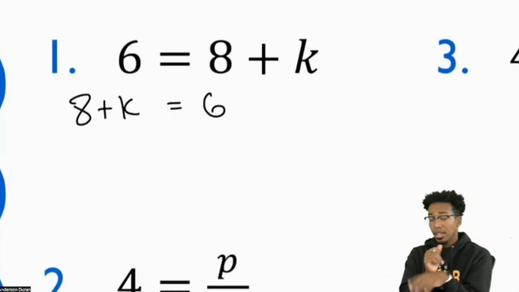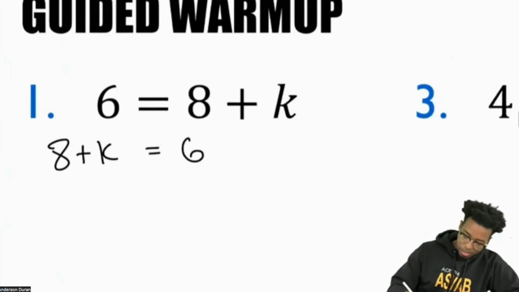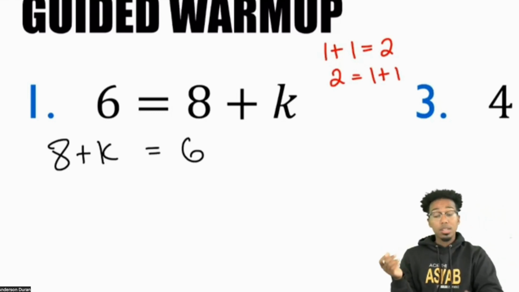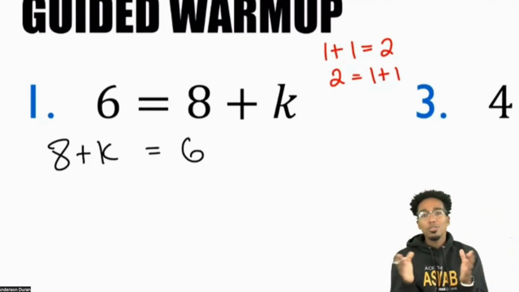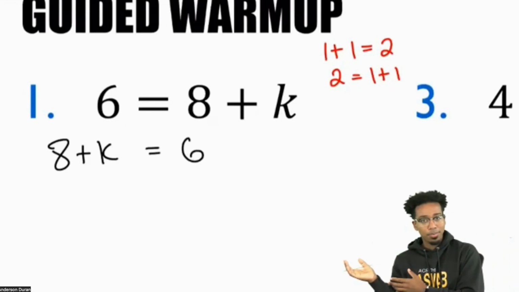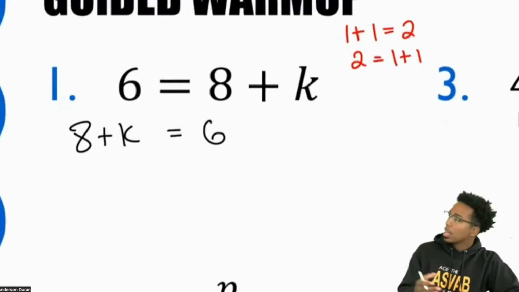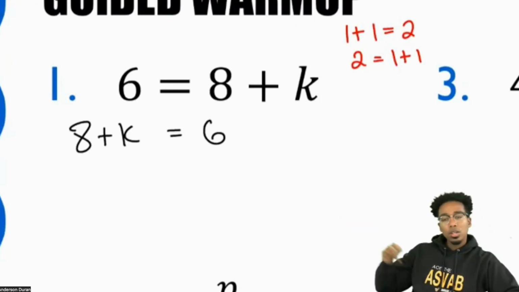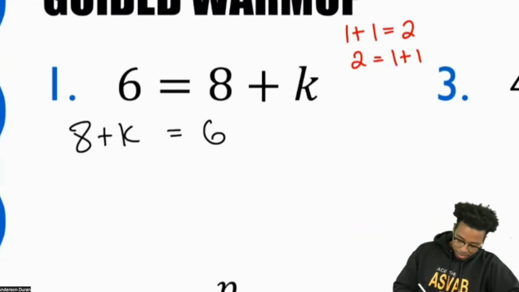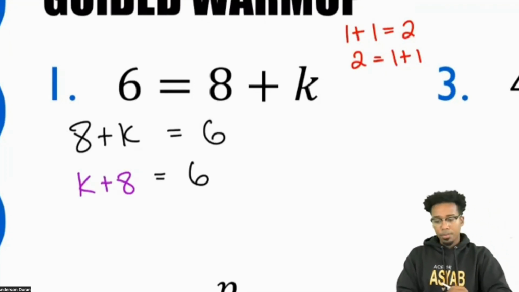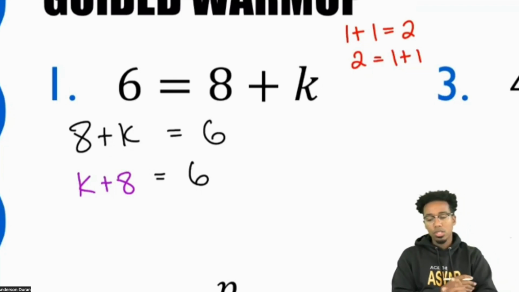You can. Because here's the thing, everybody. 1 plus 1 is 2, and 2 equals 1 plus 1. It doesn't matter which way you say it, it's still true. So yeah, you can go ahead and see it that way if you'd like to. Here's another thing I want to show you. Did everybody know that if I say 8 plus k equals 6, well, that's the same thing as saying k plus 8 equals 6? Do we understand that those are the same thing?